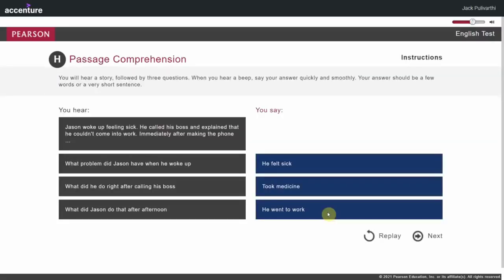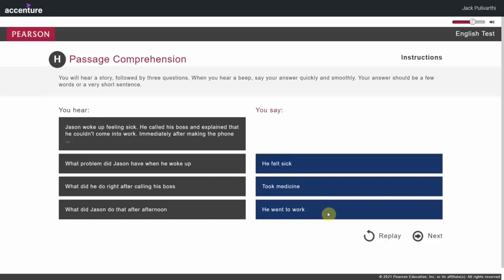Part H. Passage Comprehension. You will hear a story, followed by three questions. Your answer should be a few words or a very short sentence. Say your answers quickly and smoothly.